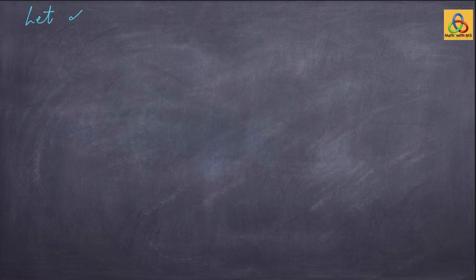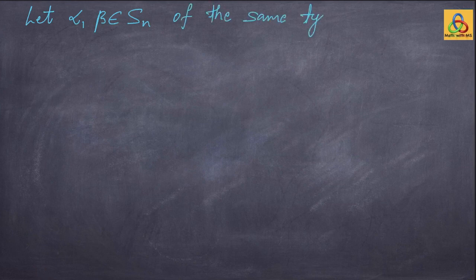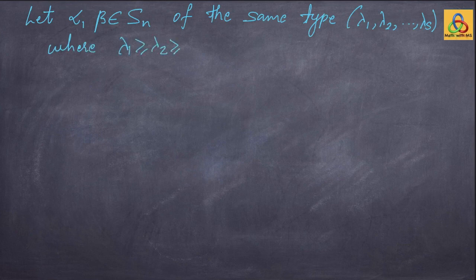Let alpha and beta belong to Sn be two permutations of the same type, and let us write the type as lambda 1, lambda 2, and so on, let us say lambda s, where we can of course assume that lambda 1 is bigger than or equal to lambda 2 and so on bigger than or equal to lambda s, and each of course is bigger than or equal to 2 because we don't write one cycles. We claim that alpha and beta are then conjugate to each other.